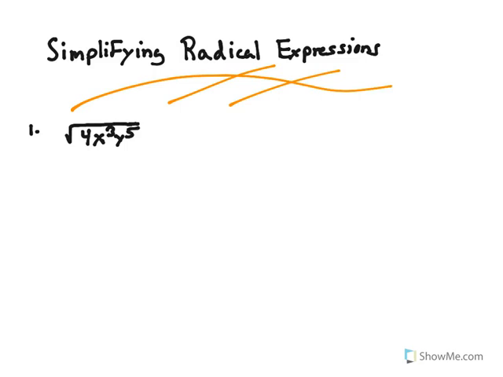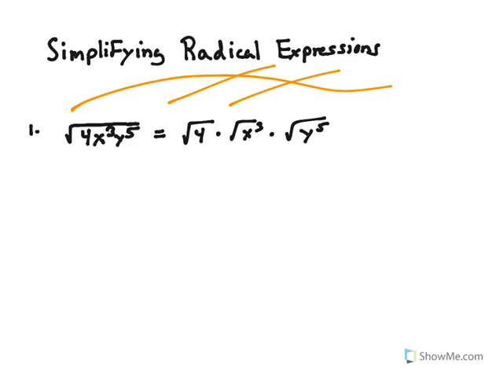Remember what this is really asking for you to do. It's asking you to take the square root of 4 times the square root of x cubed times the square root of y to the 5th power. That's what it's asking you to do. So you have to treat each term separately, even though it's like one term under the radical. We're going to treat everything separately so we can break it down, okay? It's asking you to take the square root of those.